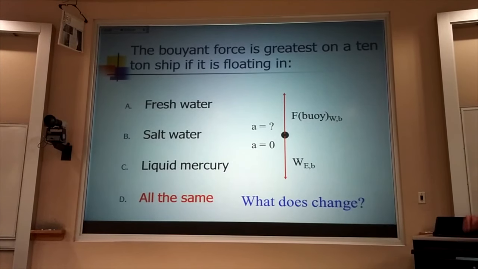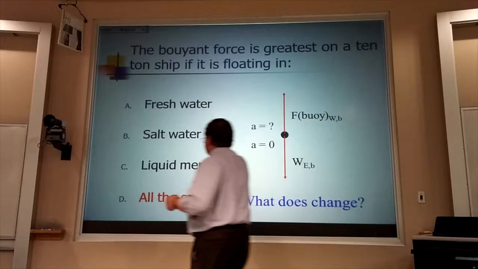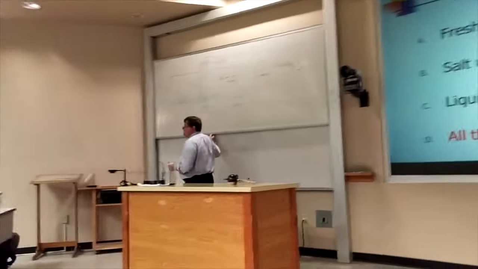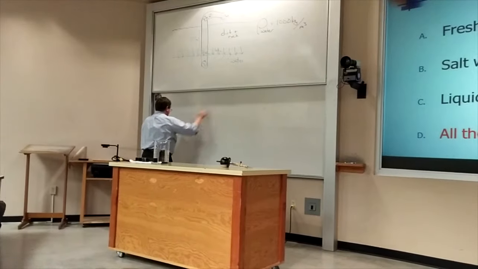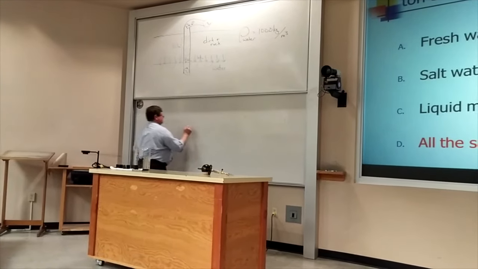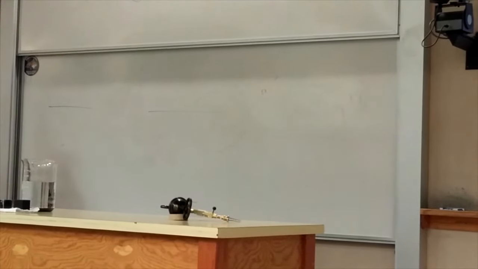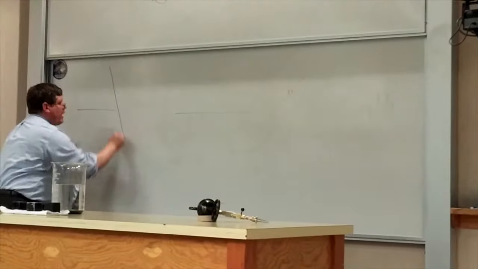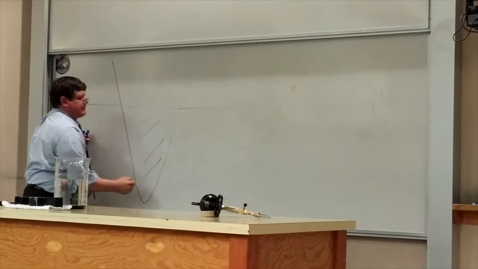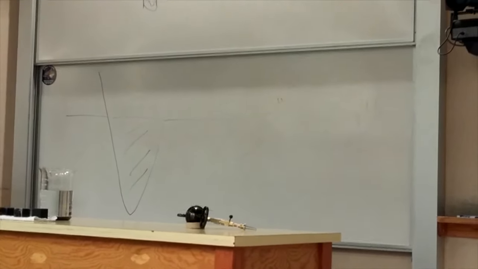So what is different between floating in fresh water and liquid mercury? Yeah, how it floats. How low it floats. If I'm floating in fresh water, that boat, in order to float, has to have a buoyant force equal to 10 tons. That means it has to ride low in the water, low enough to displace 10 tons of water.